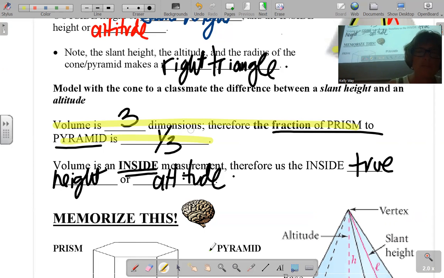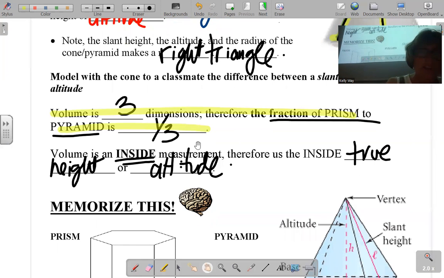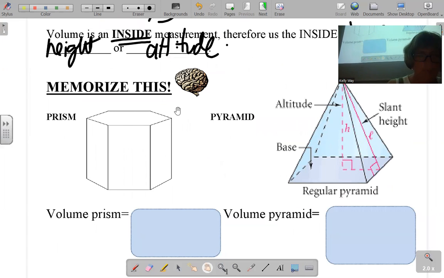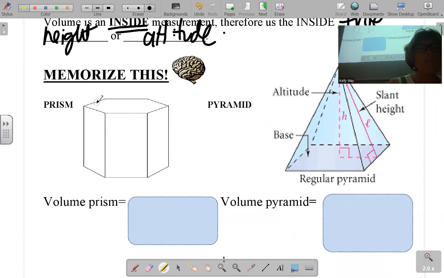This is why that's important. Watch. This helps you in memorizing. For a prism, you have 2 bases. Shade them. For a pyramid, you only have 1. And a vertex.